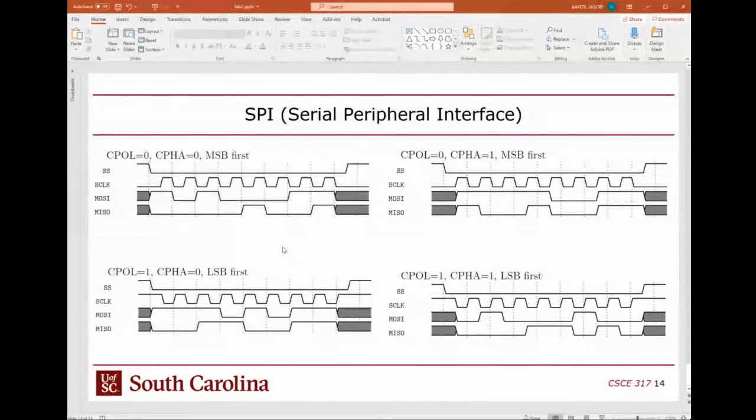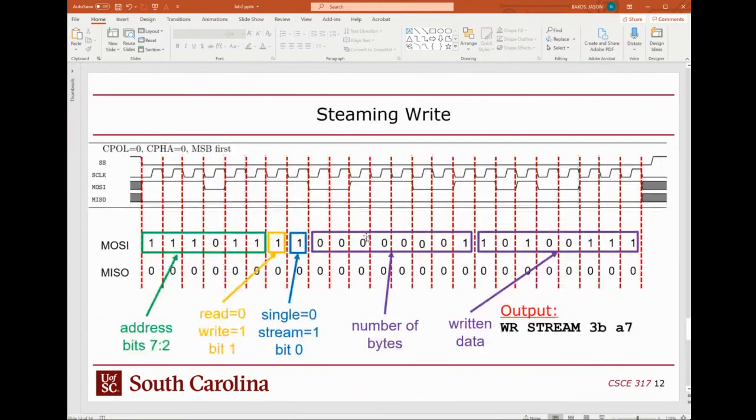Charles says that he believes it's most significant to least significant. That is technically not fixed in SPI in general, but in this lab we're not going to make you have to deal with the different bit orderings. So that's it. Sorry for the confusion. I'll update this slide though, and I'll post it online.